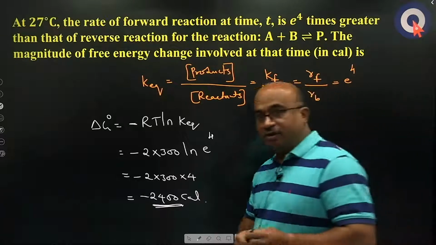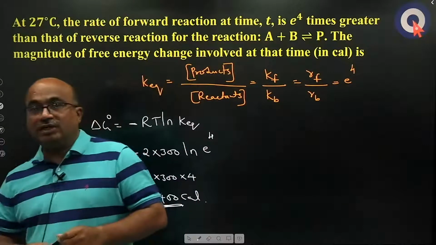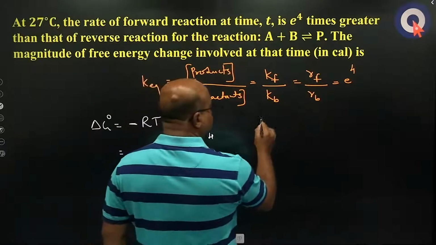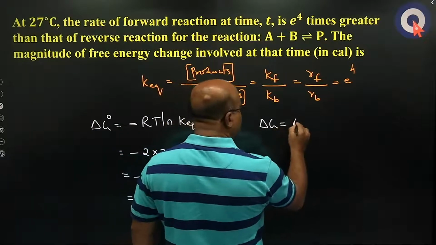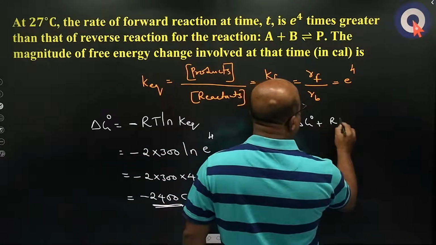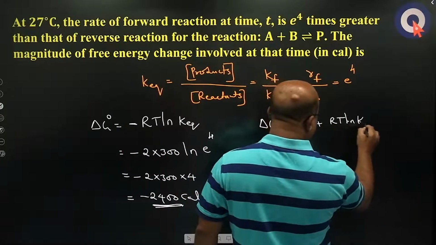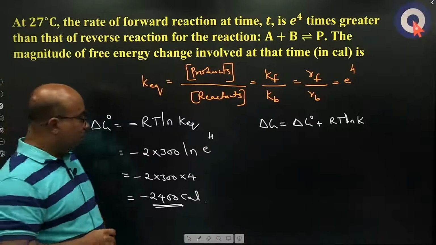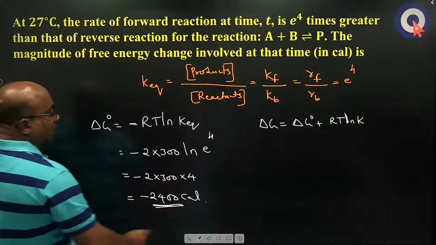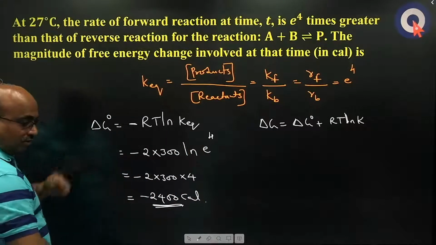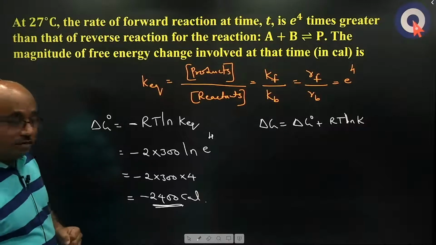Anything clear for everyone? So delta G is 0. We say delta G is equal to delta G naught plus RT ln K. That is how we got this expression. Is it clear? We used that expression, and we said delta G is 0 at equilibrium, and we have taken this expression and derived this. Okay?